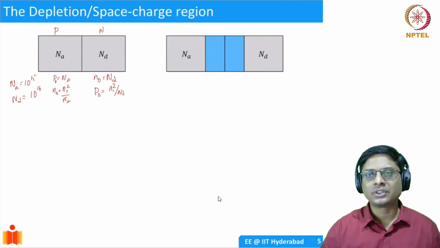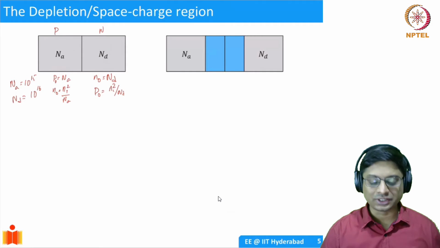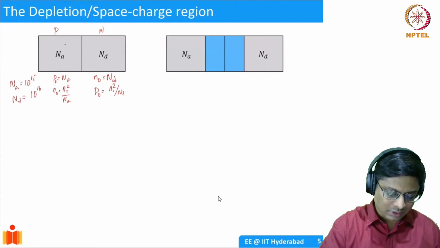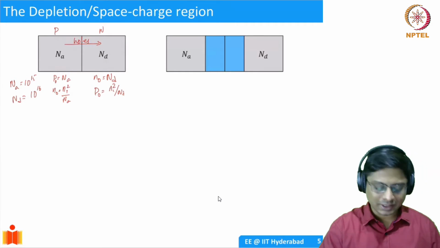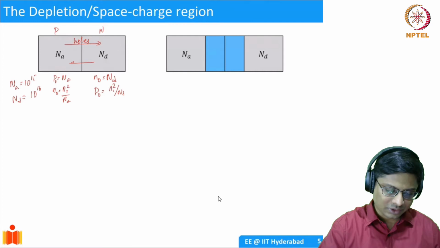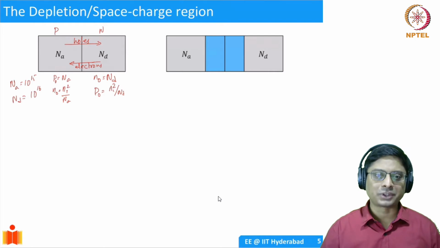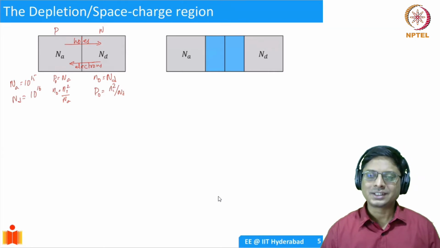And whenever you have these concentration gradients, we have seen that there is an exchange, there is a diffusion that happens. So basically, holes will diffuse in this way. Holes will diffuse into the N side, and electrons will diffuse into the P side. Right? So when will this process stop? Will it go on forever? That's something to think about.